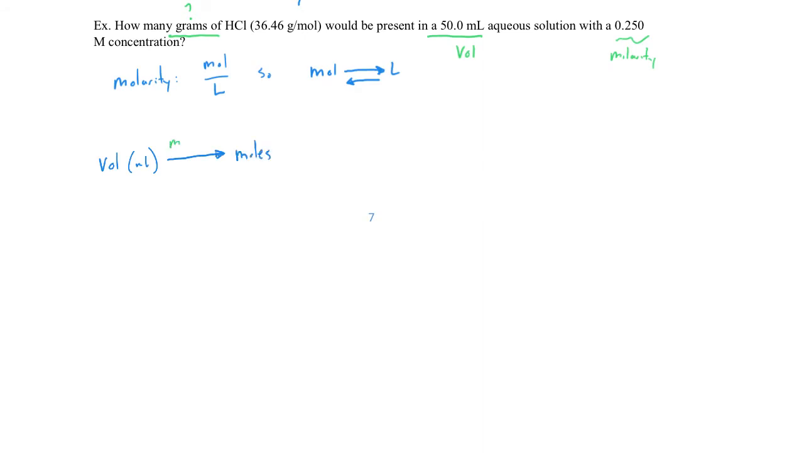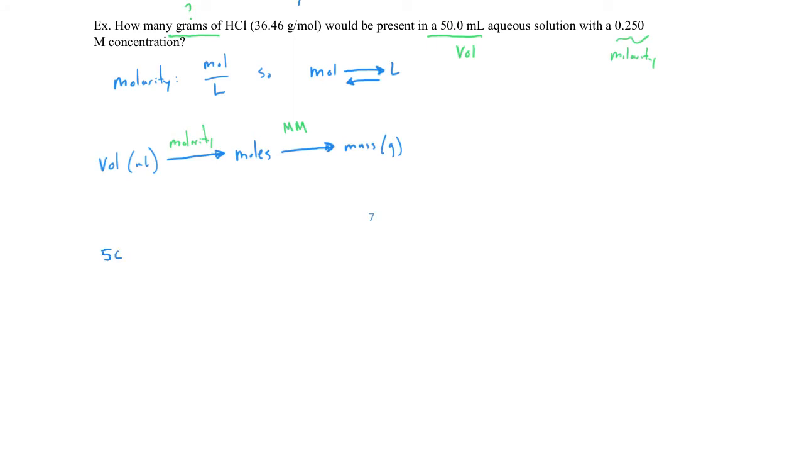So let's look at the different values that we're given in this problem. We're given the volume in milliliters, the molarity, that's moles per liter, and we're being asked for the grams of HCl. So the way we're going to solve this is we're going to convert volume into moles first. And how do we do that? Well, that's right, we're going to use the molarity, because that's the conversion factor between volume and moles. And once we have the moles of the solute, we can convert that into its mass by using the molar mass.